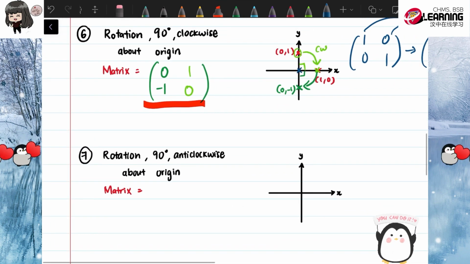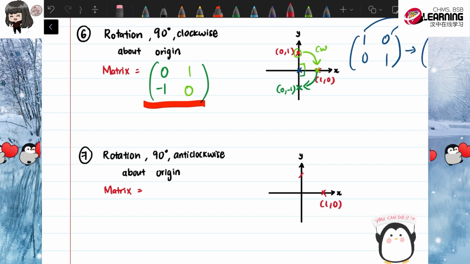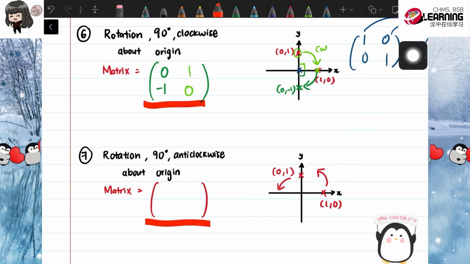And now question 7, rotation 90 degrees anti-clockwise about the origin. Again you start from (1, 0) and (0, 1). Anti-clockwise is going this way. This one will go this way, 90 degrees. So now you write down the matrix transformation represented by this rotation of 90 degrees anti-clockwise about the origin. Number 7, you do.